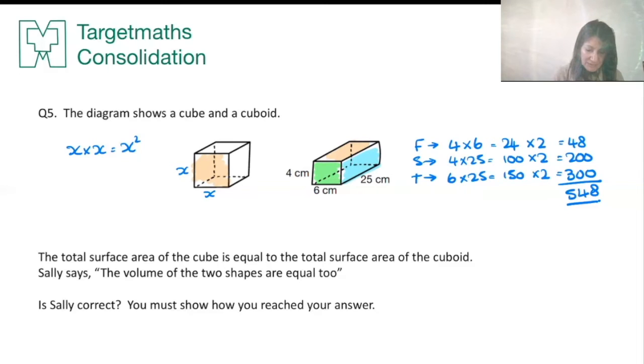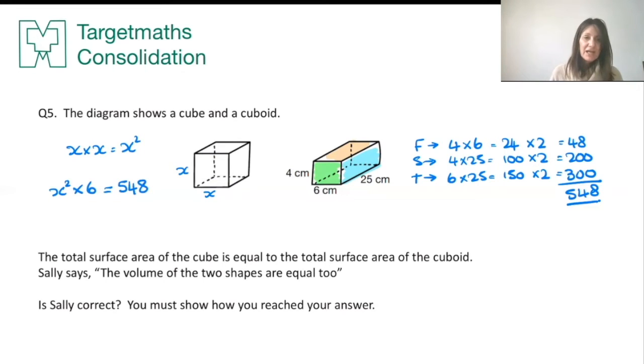Now think about the faces that we've got on a cuboid. If the edges are the same, then every one of those squares is the same. There are 6 faces and each one of those faces is identical. So I know that to get the area of 1, I need to do x squared, times by 6. And then I've got the total surface area, which I know the answer to. I know that that equals 548.